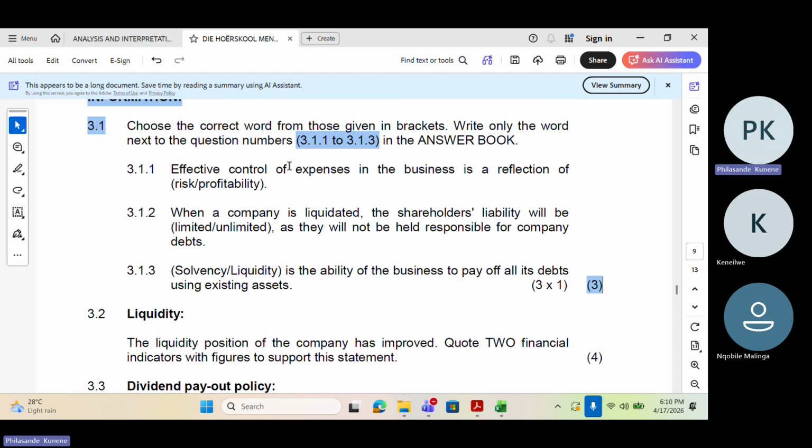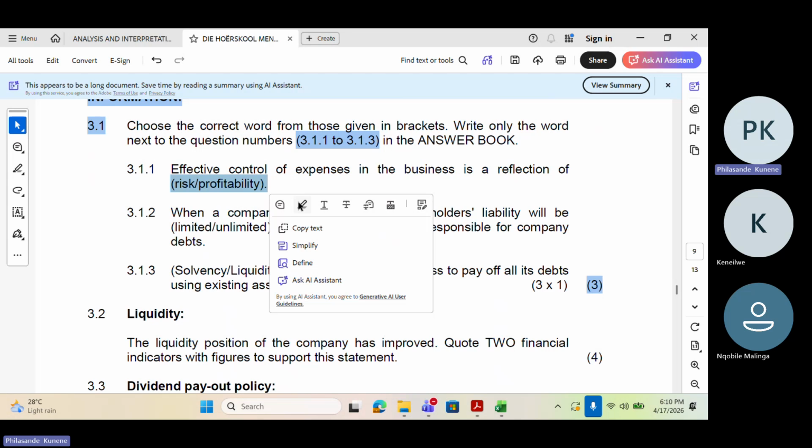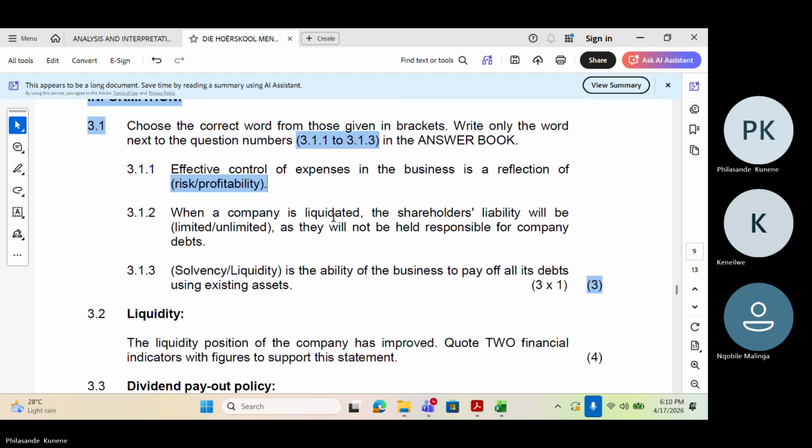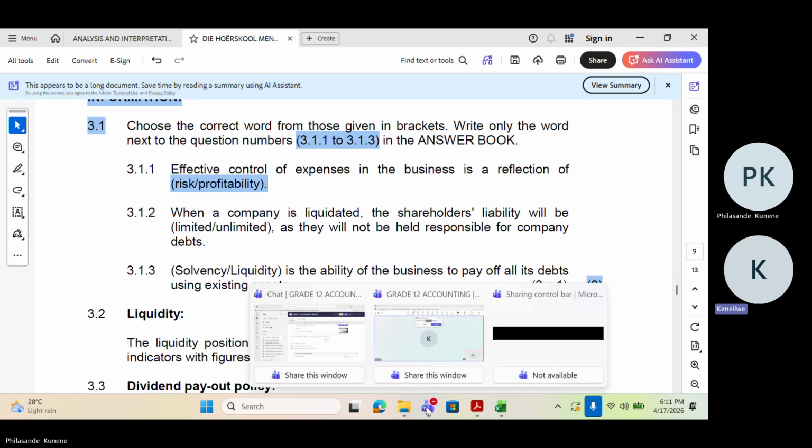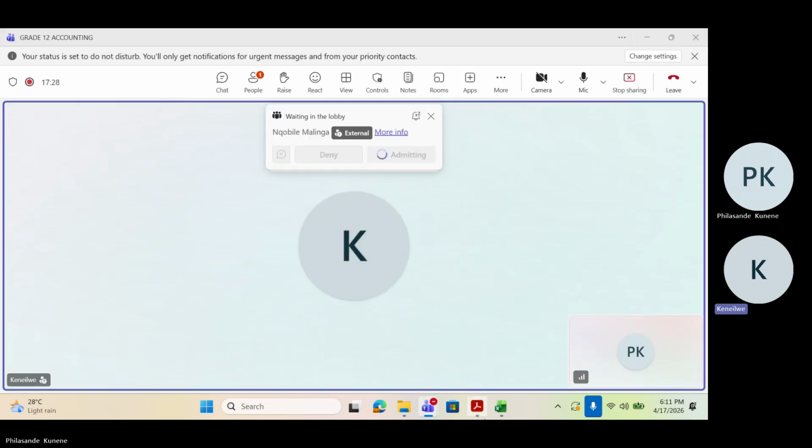3.1.1, effective control of expenses in the business is a reflection of risk or profitability. Which one are we choosing here? And I would like to know why you choose that. Effective control of expenses in the business is a reflection of risk or profitability. Kinelwe, what are you choosing here? Profitability. Why are you saying that? Because if you have too much expenses, then your profits will be low, I guess.